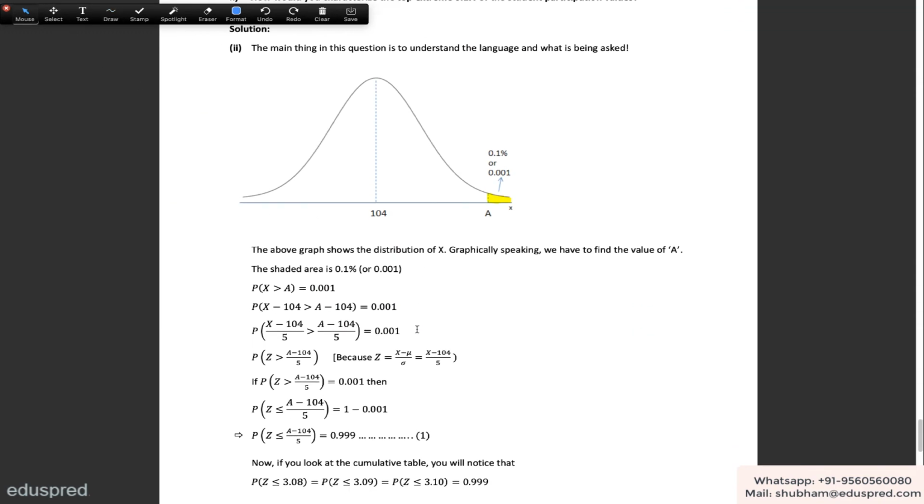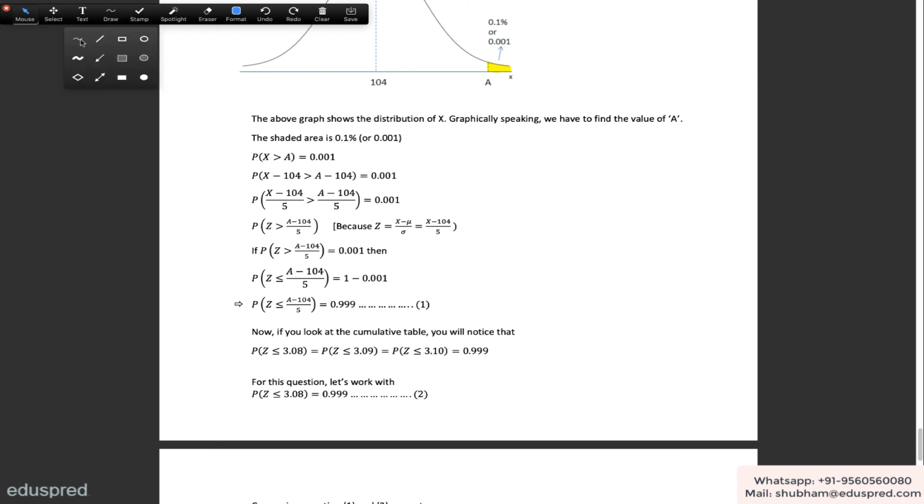So over here, I'm going to convert this expression into an expression where we have the standard normal random variable, that is z. So in this case, z is defined as x minus 104 divided by 5. 104 is the mean of x, 5 is the standard deviation of x. Okay, so this is what we are given.